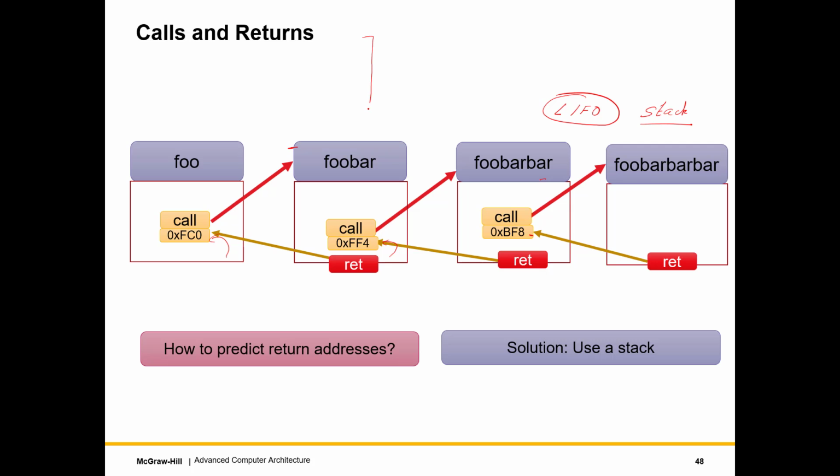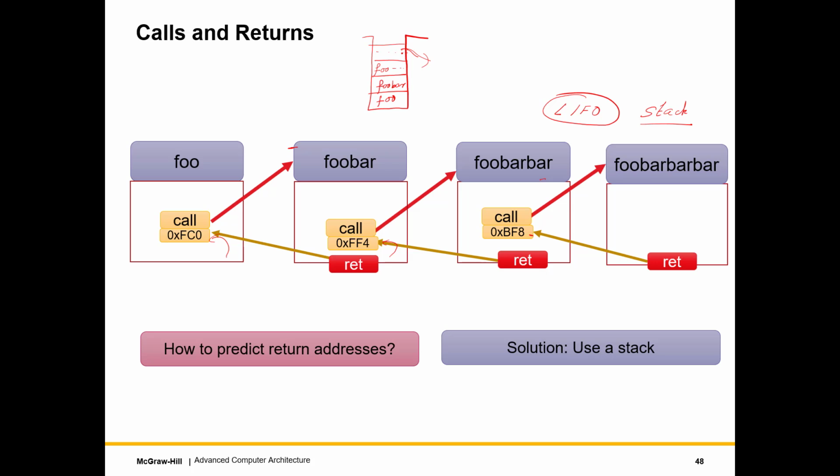The stack data structure is nothing but just like a stack of books. We stack the functions. So first we stack foo, then we stack foo bar, then we stack foo bar bar, then we stack foo bar bar bar. Whenever we return, all that we need to do is pop out. So what do we stack? We stack the return address. Whenever we return from, let's say, foo bar bar, we just pop out the return address, and the return address is supplied to the pipeline.